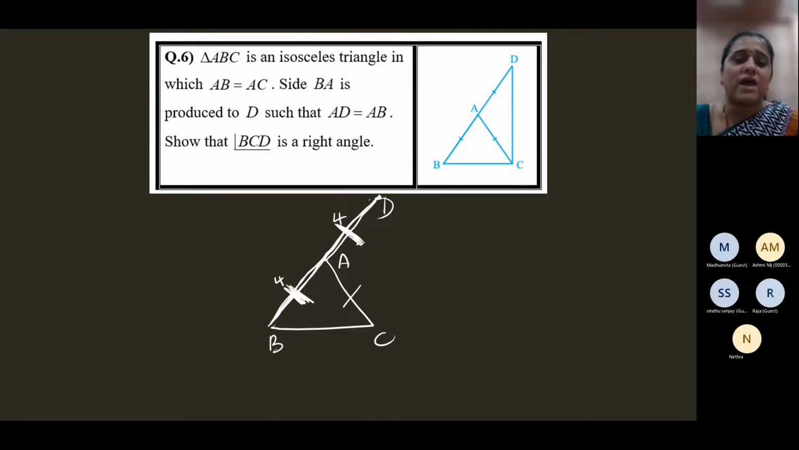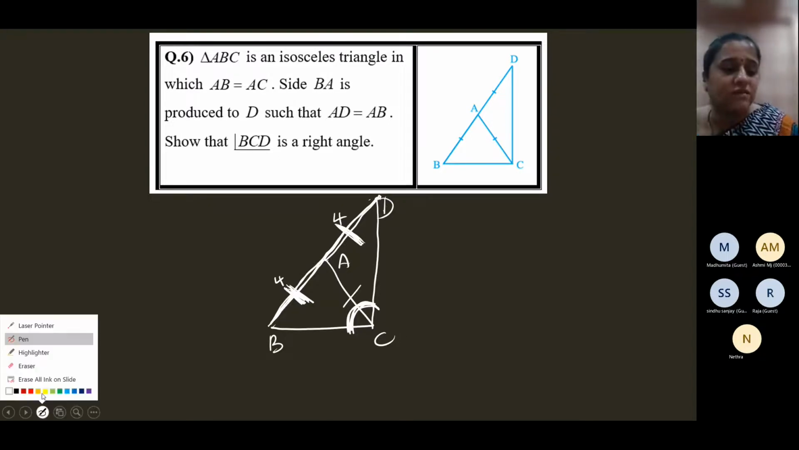Show that angle BCD, but we can't see the angle BCD at all. Where is angle BCD? So you have to join something. To make out the angle BCD, you have to join DC. Now you can see angle BCD, this one. We need to prove that angle BCD is a right angle.